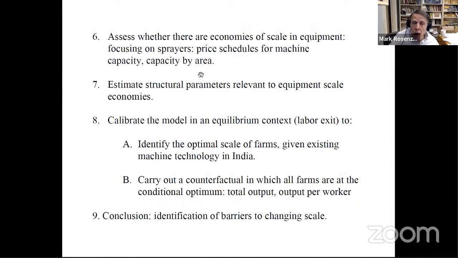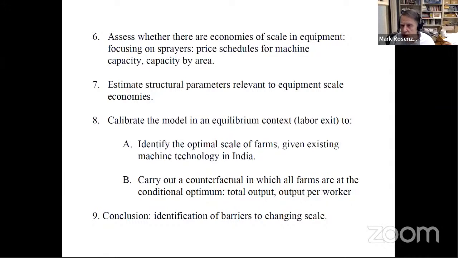Okay. We're going to assess what the economies of scale in equipment are, and we're going to actually test for economies of scale. We're going to estimate the structural parameters that are relevant to equipment scale economies. We're going to focus on sprayers, and I'll talk about why we do that. Then we're going to calibrate the model. And in an equilibrium context where we can have labor exit from agriculture, that's going to enable us to identify the optimal scale of farms.